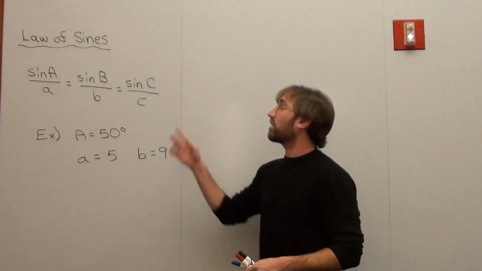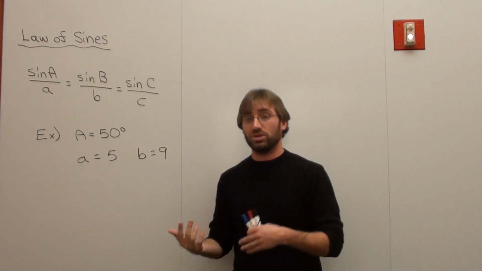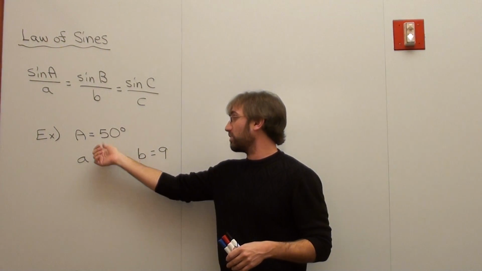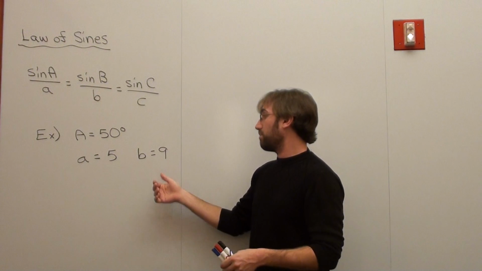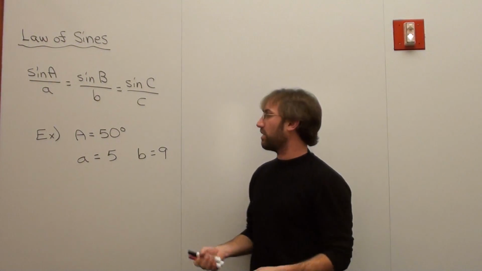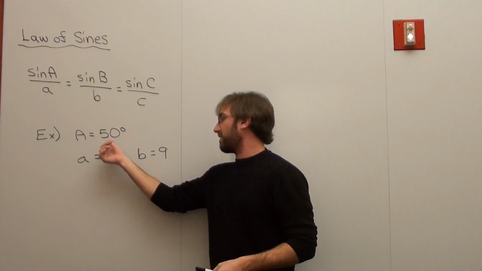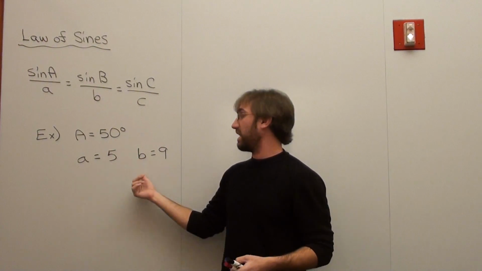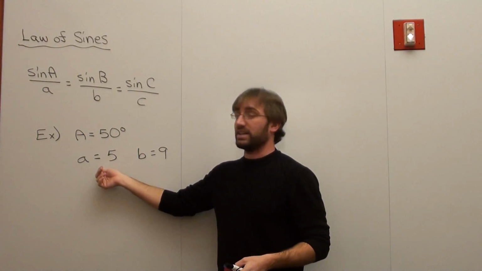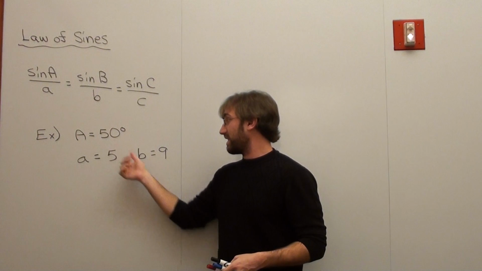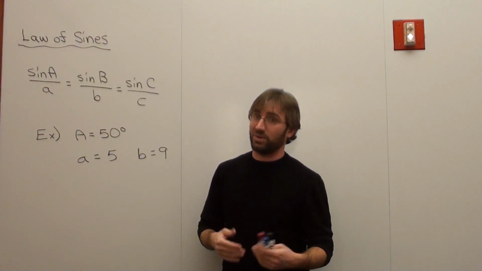Hello again. We're working with the law of sines, and this is a no solution case that we're going to be working with, where angle A equals 50, a equals 5, and b equals 9. I can tell really quickly because if you take the sine of 50 times 9, it should be less than this. But if this is less than this, it kind of works out the other way.